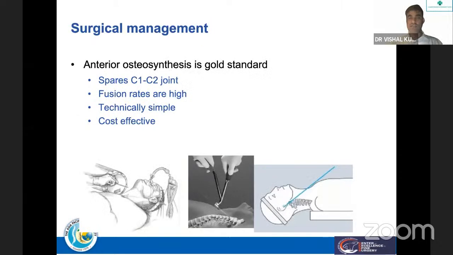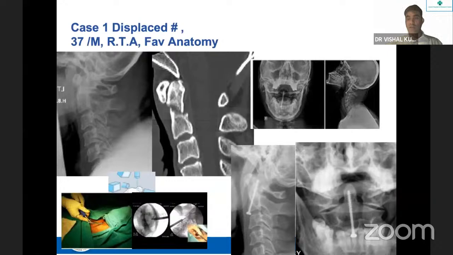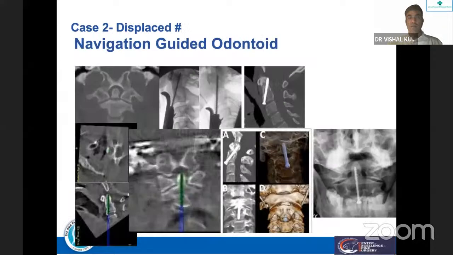It's technically a simple and cost-effective procedure. But we all must understand that this is just one example of how anterior osteosynthesis, putting in a screw in an odontoid fracture, mildly displaced in a young guy, was done. And this is another example where we have been doing navigation-guided odontoid fixation in patients with type 2 odontoid fractures. Even if they are undisplaced in a young patient, we would do an anterior fixation in these patients.